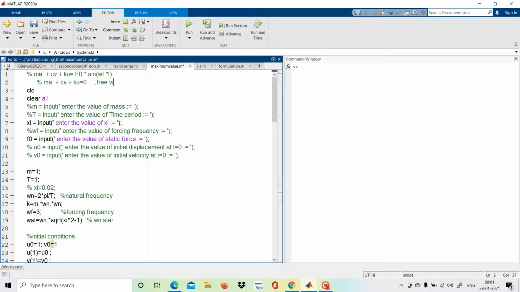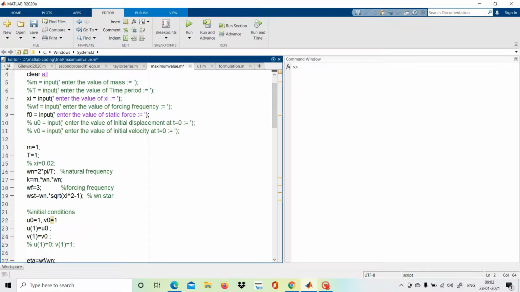Free vibration, viscous damped case, where the homogeneous solution is possible. So what are the inputs required? We have the xi value as input, and on the right hand side, f naught would be 0 here.